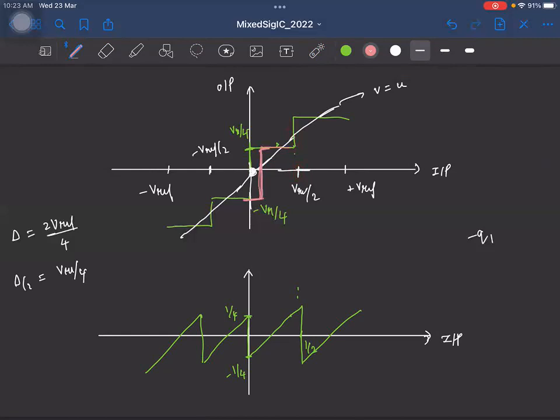Now how will the quantization noise look like? Again, I'm taking the difference between this straight line and this characteristic. So now the transition, instead of occurring here, the jump is going to occur at this point. So this will keep growing like this, and at this point it will make the jump. And the point to notice is that this quantization error can exceed Vref by 4.